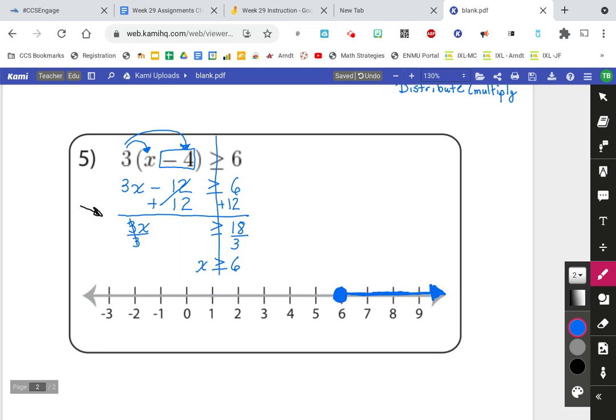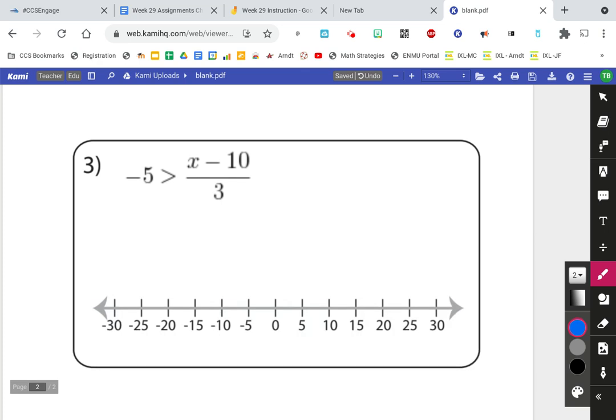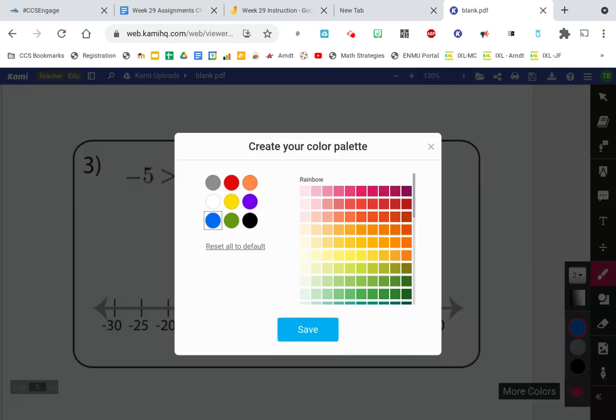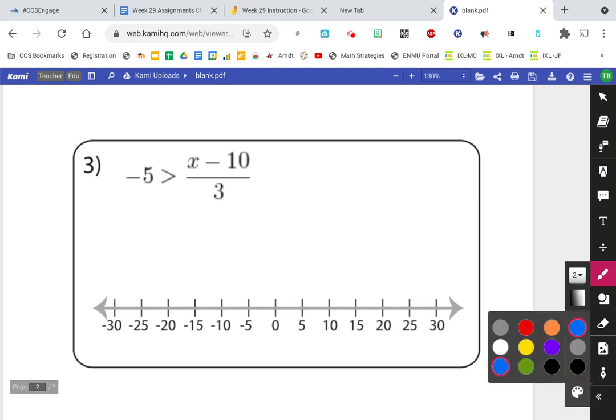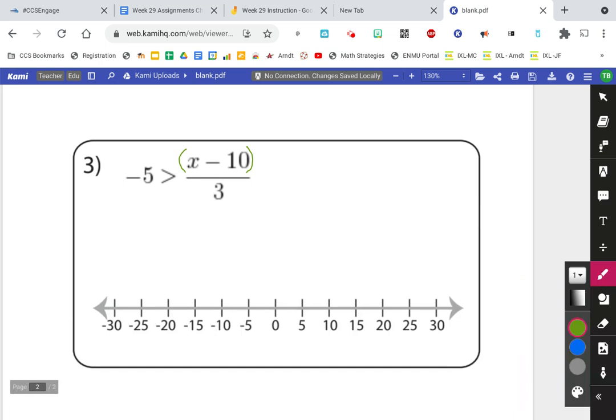All right, let's look at our last example. Okay, our last example is negative 5 is greater than x minus 10 divided by 3. Now, I don't know if you remember this. We have solved equations like this. And if you remember, and even if you don't remember, I need you to know that the stuff on top is considered to be in parentheses. So it's like all that stuff on top is being divided by 3.